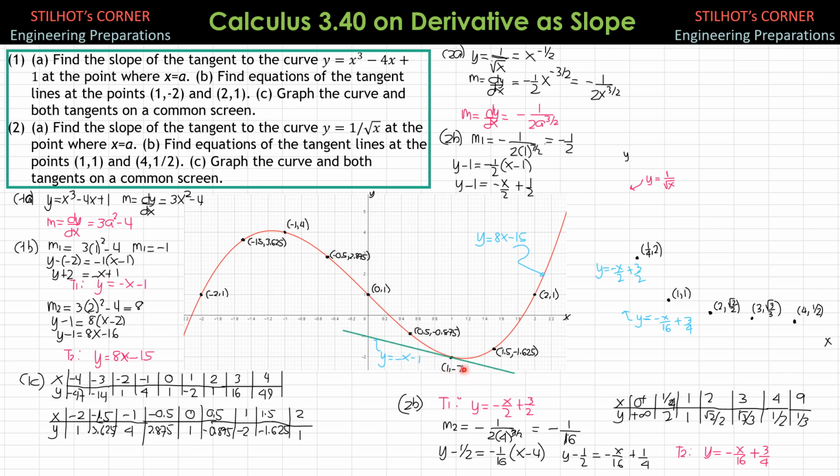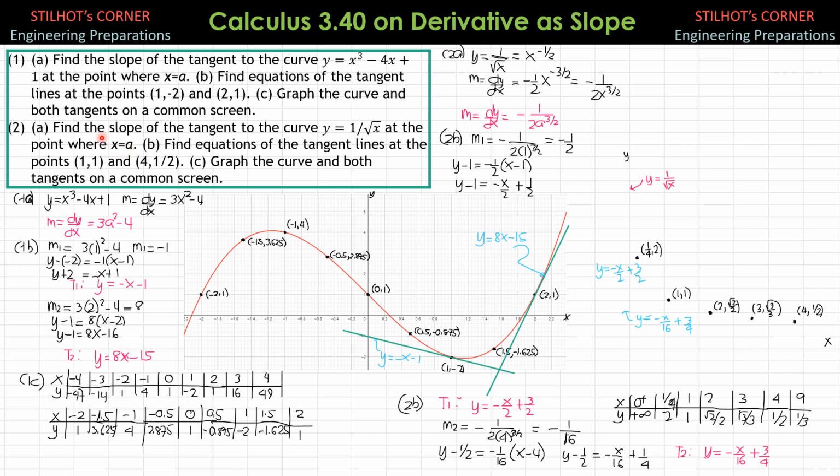So at (1, -2), this is y equals negative x minus 1. And at (2, 1), the tangent is as shown. So y equals 8x minus 16. So that's it for the first problem.